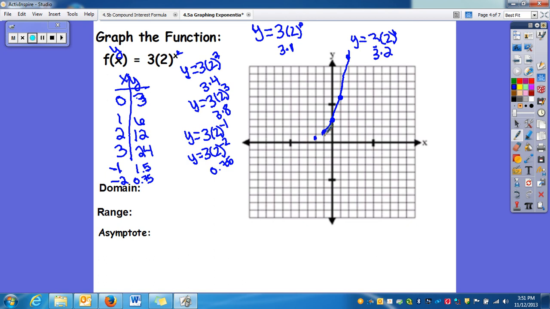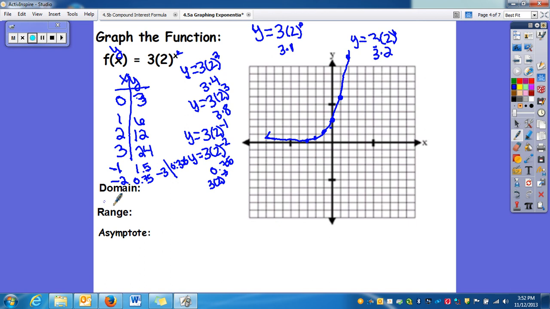And it keeps going, and notice it keeps getting smaller and smaller. You can plug in negative 3. When you plug in negative 3, we get 1/8 gets 3/8, which I believe is 0.375. Alright, so it keeps getting smaller and smaller. Notice it's kind of approaching something. It's getting smaller and smaller to 0, but it never crosses 0.